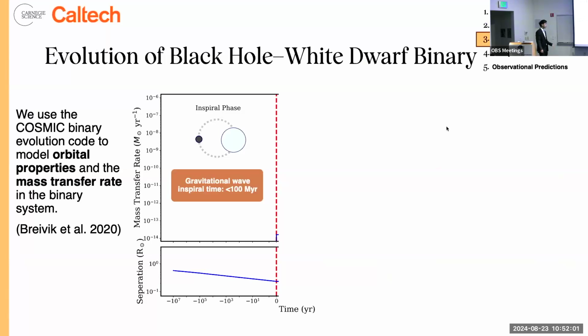We then put the parameters of the resulting binary system into the binary evolution code COSMIC, which models both the orbital properties of the binaries and also the mass transfer rate once the white dwarf inspirals into a black hole. COSMIC told us that the gravitational wave inspiral time was within 100 million years. That tells us that black hole-giant collisions are definitely a viable formation channel for the systems that we're interested in.